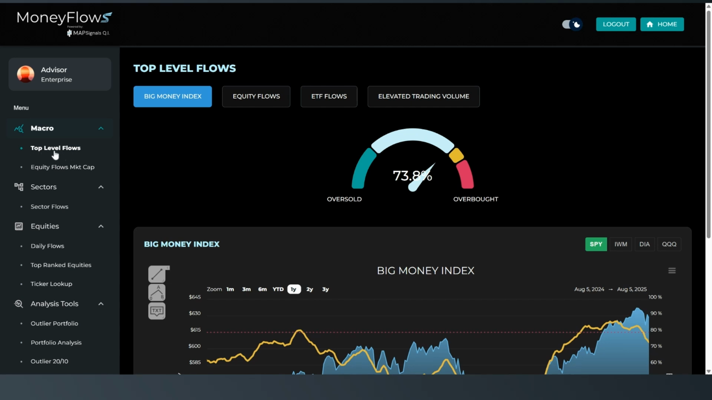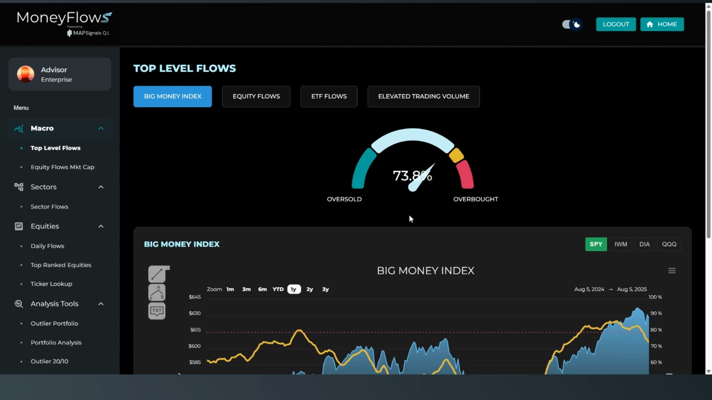So here you select top level flows. You're going to have your key over here to the left. This is going to tell you which modules you have access to. But let's go over the top level flows. First is the Big Money Index. This is by far our North Star.